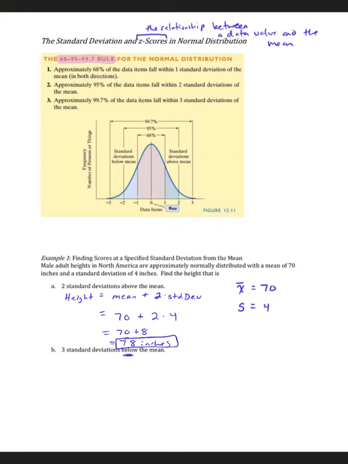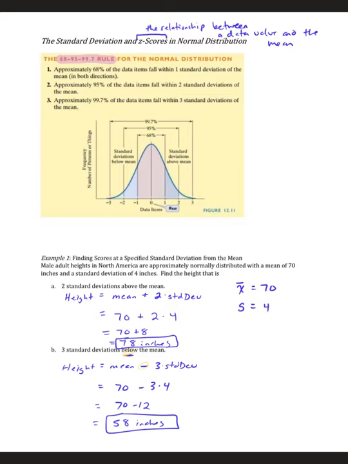3 standard deviations below the mean. So again, we have to take the height and we're going to let that be equal to the mean. Now we're subtracting 3 times the standard deviation. So we have 70 minus 3 times 4. Again, it's subtraction because it's below. And so we do 70 minus 12, which would leave us with 58 inches. So this would be telling us that the height of 58 inches is 3 standard deviations below the mean.